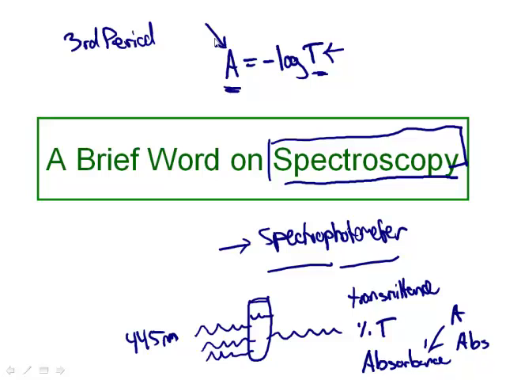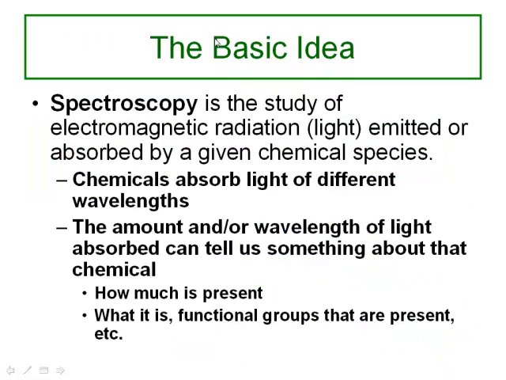So, okay, let's talk briefly about what spectroscopy is and what the point is, okay? The basic idea behind spectroscopy is this. It's the study of electromagnetic radiation, which is always known as light, that is either emitted or absorbed by different chemical species, okay? There are different kinds of spectroscopy.